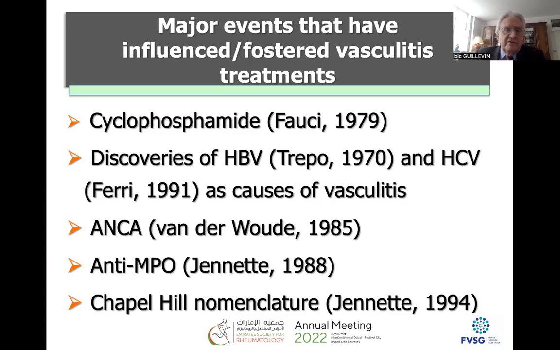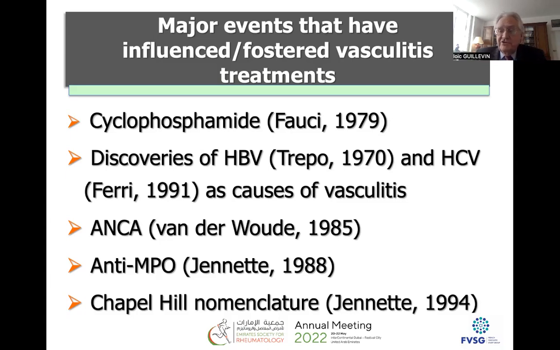The second point is essential. It is the discovery of hepatitis B virus as the agent of one vasculitis, polyarteritis nodosa, and HCV in 1991 as the cause of cryoglobulinemia. After that you have the discovery of ANCA, in 1985 with Van der Woude in the Netherlands, and anti-MPO in the United States, Jennette discovered the antibody. And at the end, the Chapel Hill nomenclature.